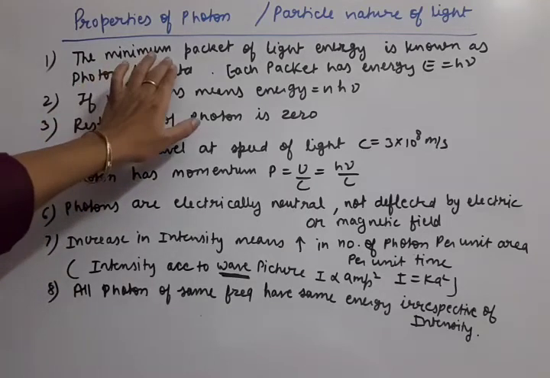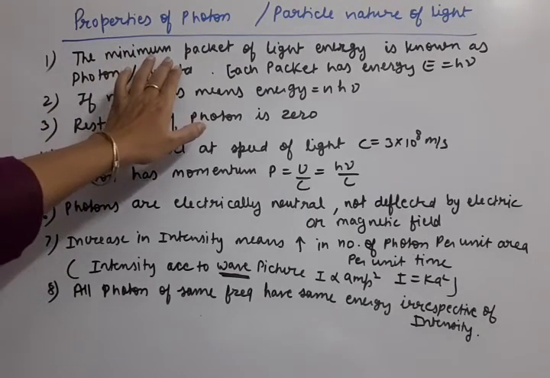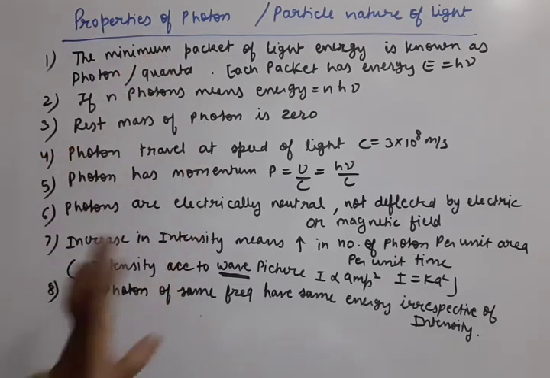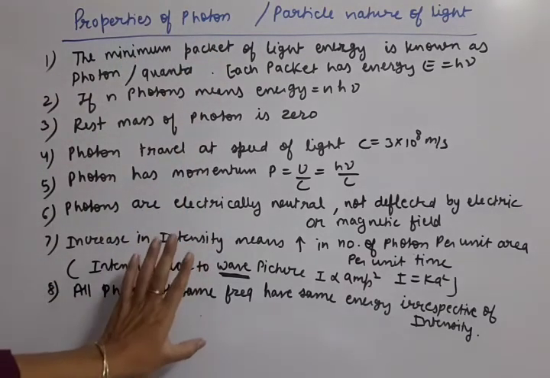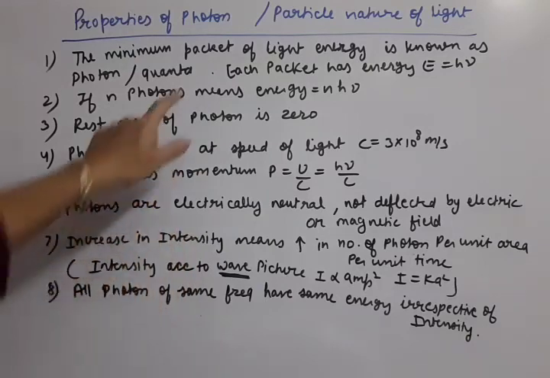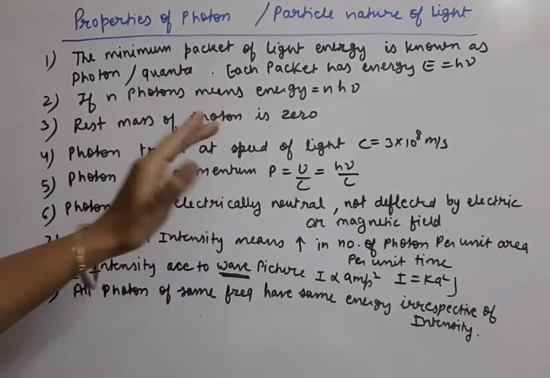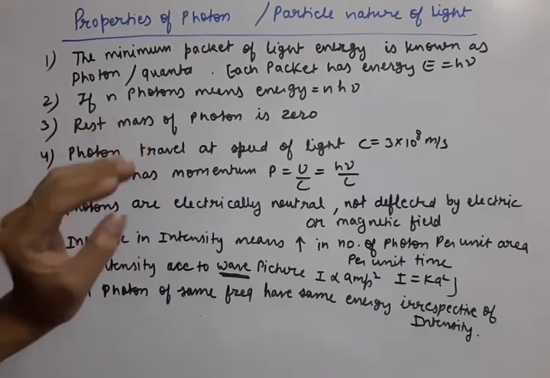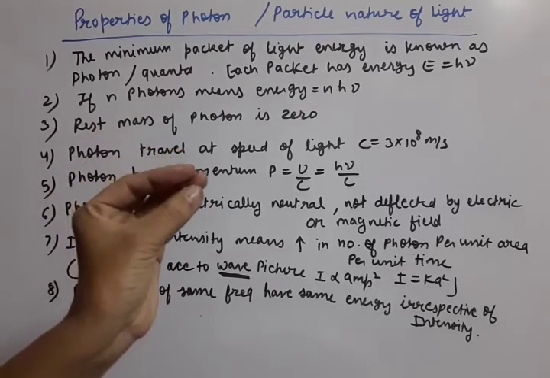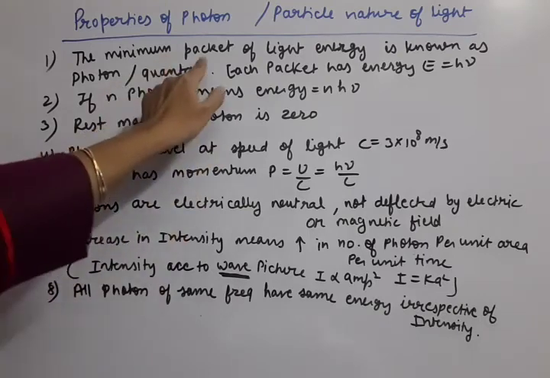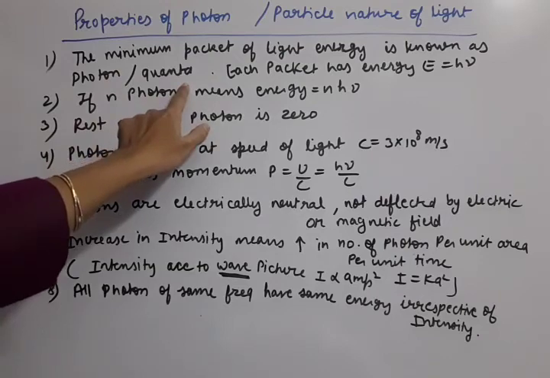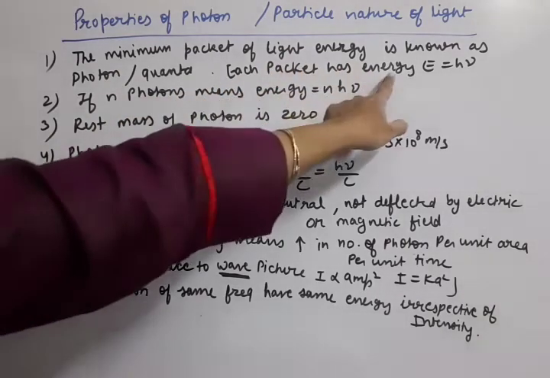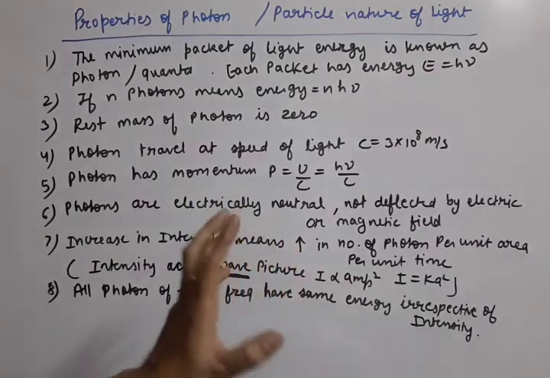Students, as we have discussed, in the photoelectric effect we have seen the particle nature of light. So let us discuss that particle nature of light. We will call it the photon. What are the properties of the photon? First of all, when light falls on any metal surface, it falls in the form of small packets. The minimum packet of light energy is known as a photon or also quanta. Each packet has energy h nu.